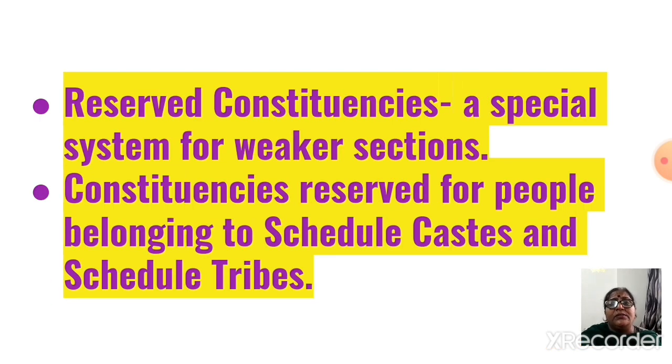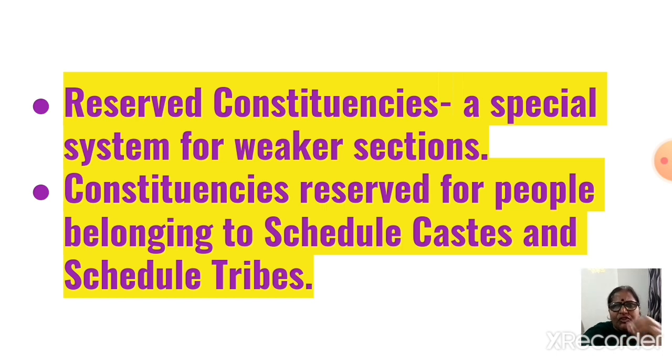Now, the makers of our Constitution thought of a special system for the weaker section. And this system for the weaker section is called reserved constituencies. As we all know, our country is divided into how many constituencies? Yes, 543. Out of this 543 constituencies, some constituencies are reserved for the people who belong to the scheduled caste, SC, or scheduled tribes, that is ST. All parties will be contesting elections.